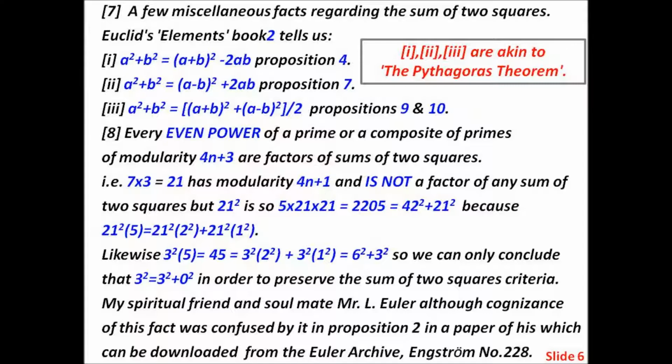Likewise, 3 squared times 5 equals 45, which is equal to 3 squared times 2 squared plus 3 squared times 1 squared, which is equal to 6 squared plus 3 squared. So we can only conclude that 3 squared is equal to 3 squared plus 0 squared in order to preserve the sum of two squares criteria. My spiritual friend and soulmate, Mr. Leonhard Euler, although cognizant of this fact, was confused by it in Proposition 2 in a paper of his which can be downloaded from the Euler archive, Eneström number 228.